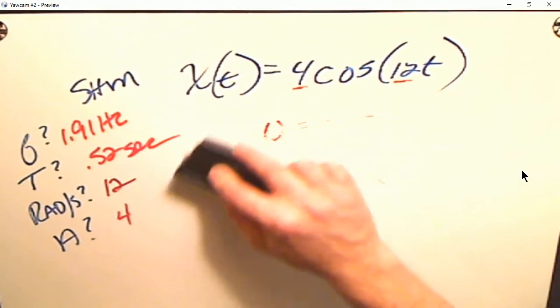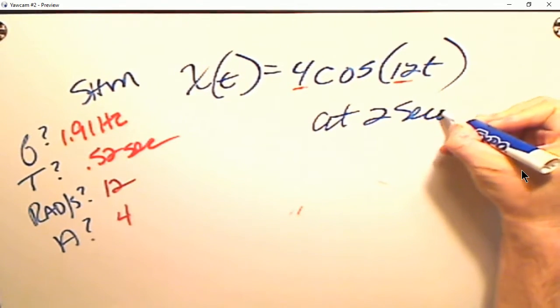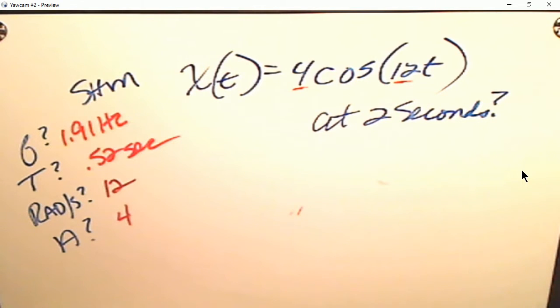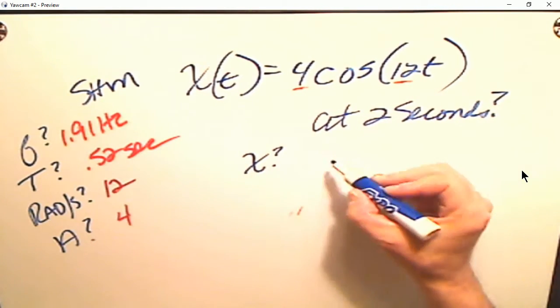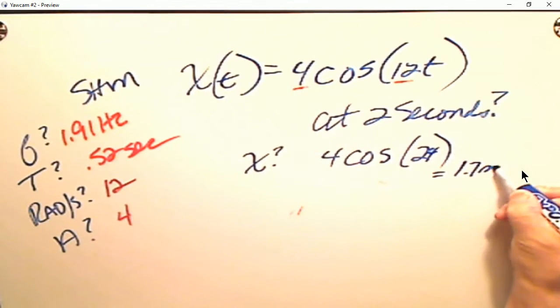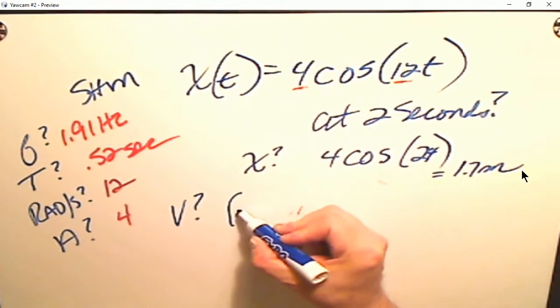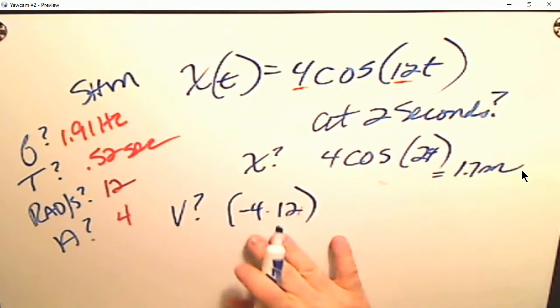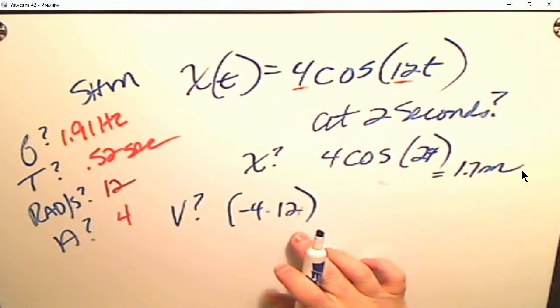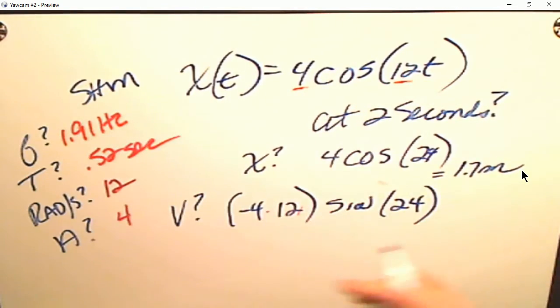And so that's fairly straightforward, right? Just pulling that out. But if I asked at 2 seconds, at a specific period of time, what is its position? Well, then it would be 4 cosine of 24, 1.7 meters. Velocity at 2 seconds, negative 4 times 12. Remember that equation where you had negative amplitude times omega, sine of 24, right? We took the first derivative to get to this point.